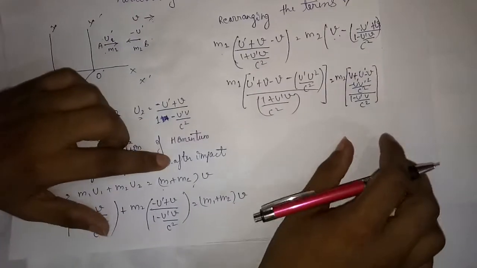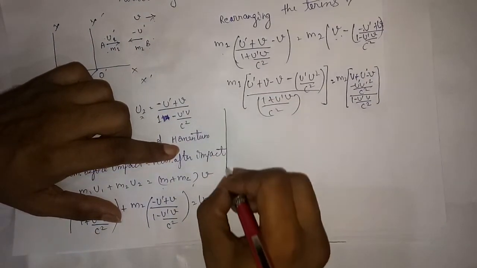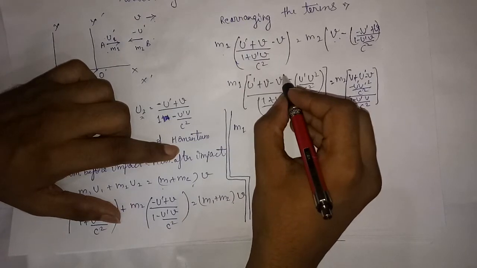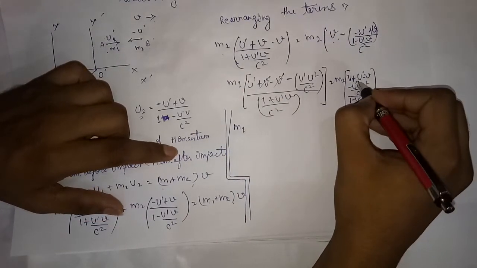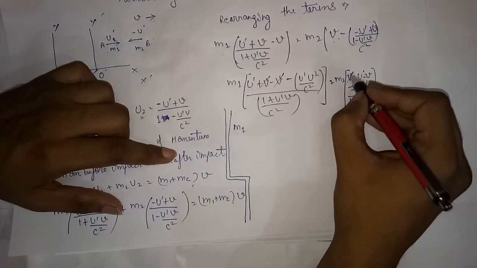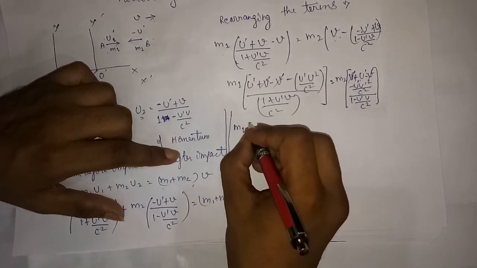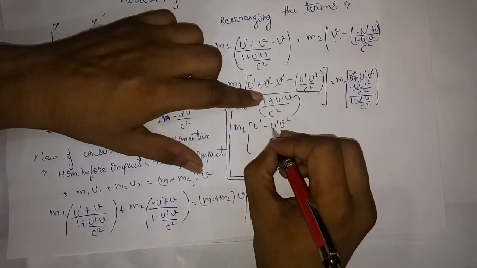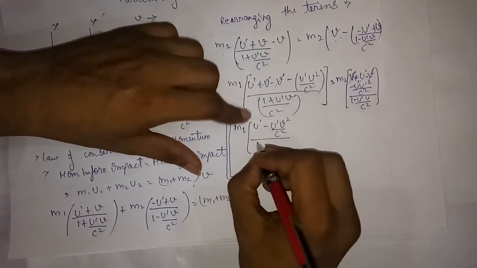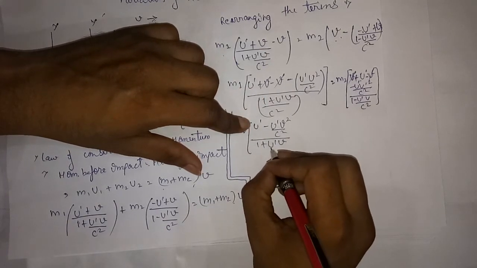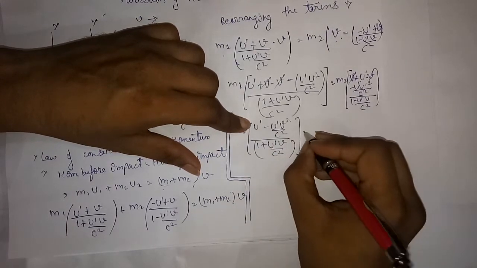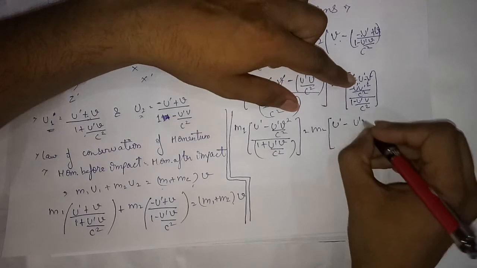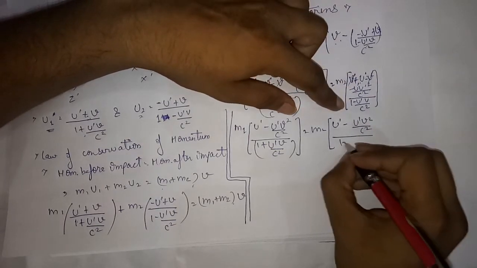Okay gentlemen, now in our next step we have m1, v and v cancel out each other, and in this case we cancel v again, so we are left with m1 times u dash minus u dash v square upon c square upon 1 plus u dash v upon c square, and this is equal to m2 times u dash minus u dash v square upon c square, and whole divided by 1 minus u dash v upon c square.